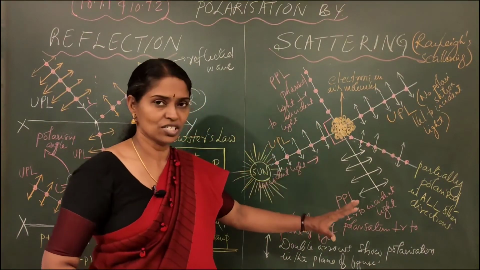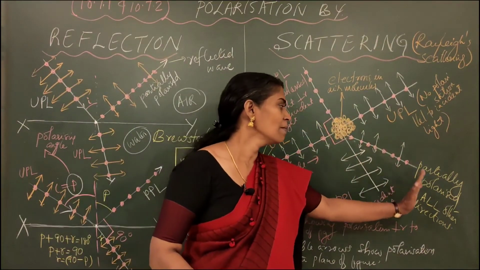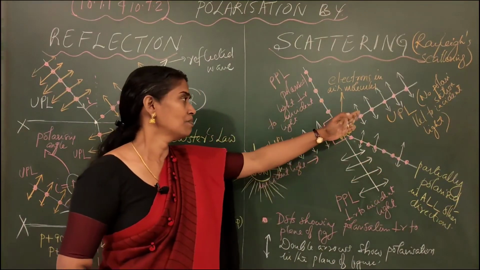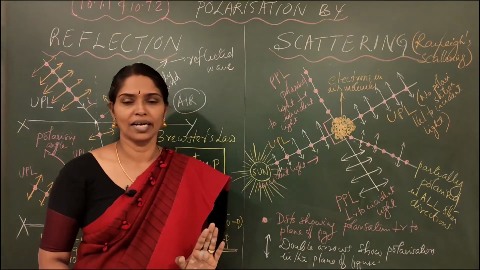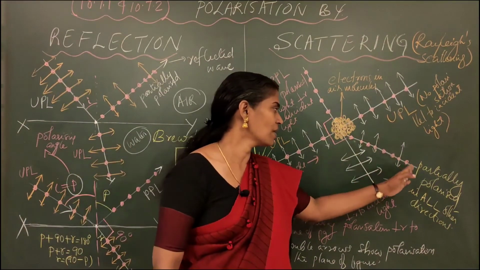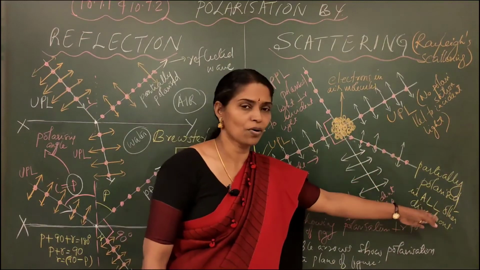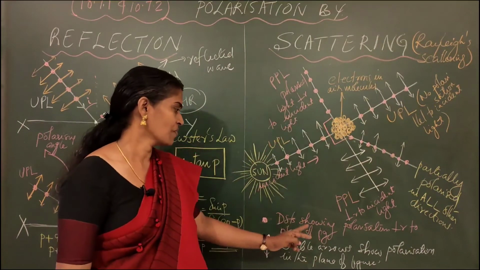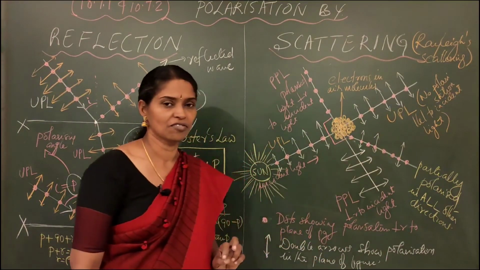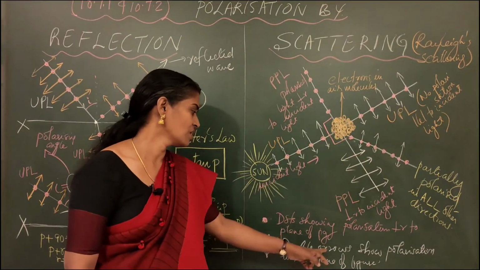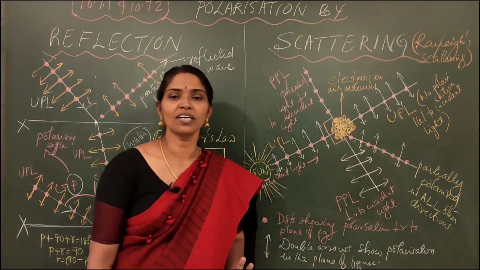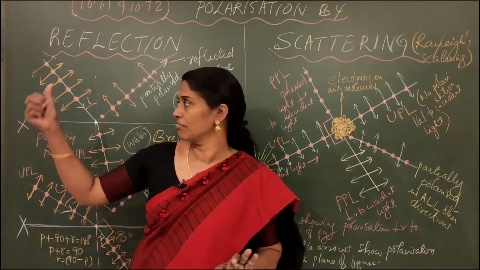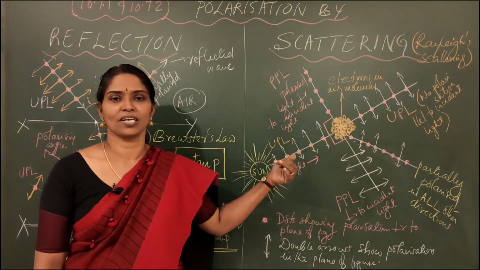Other than these two directions, at any other directions, you can see partially polarized light, in all other directions other than the same direction and perpendicular direction. So here you can see some is polarized, some is not. So it is partially polarized. Here you have fully polarized. And the dots show polarization is perpendicular to the plane of the figure, and the double-headed arrow shows the polarization is in the plane of the figure. So this is how you get polarization by the method of reflection as well as scattering.